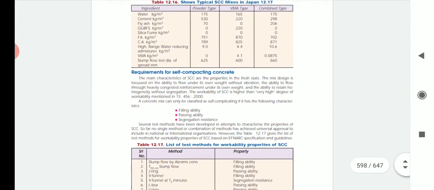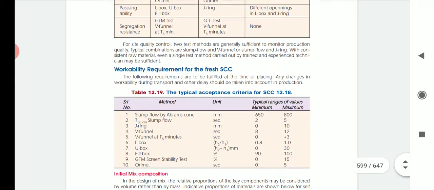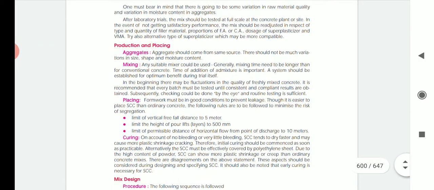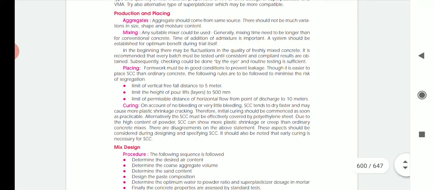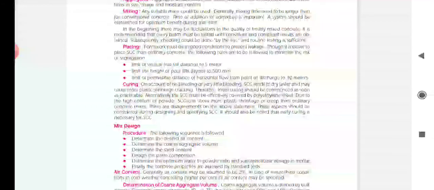So, requirements for self-compacting concrete. Why is self-compacting concrete required? Because it has filling ability, passing ability and segregation resistance. So to avoid segregation in normal concrete, we went for self-compacting concrete. The mix design procedure they have mentioned: once we study the mix design for a conventional concrete, you are going to understand how to do the mix design for this. The mix design for self-compacting concrete is entirely different from conventional concrete.